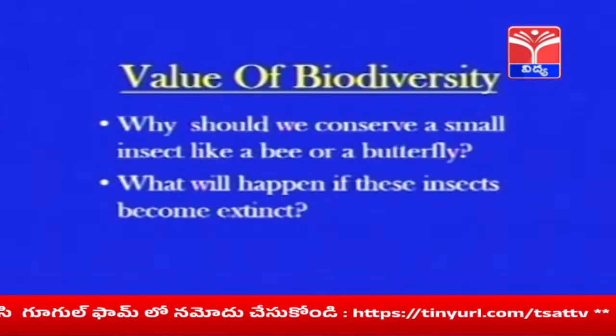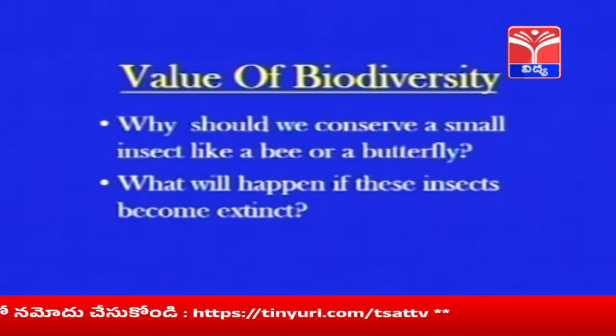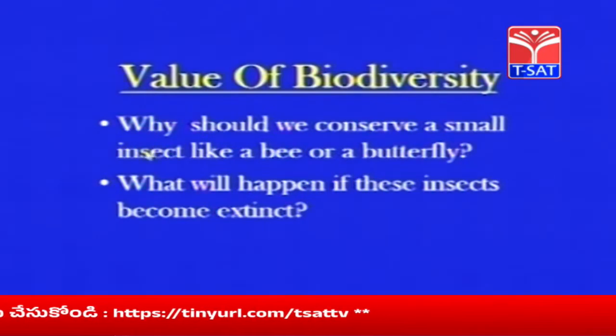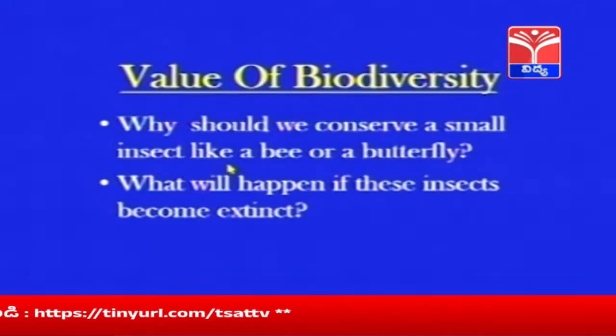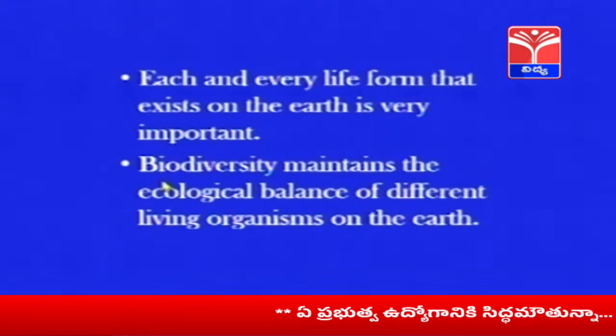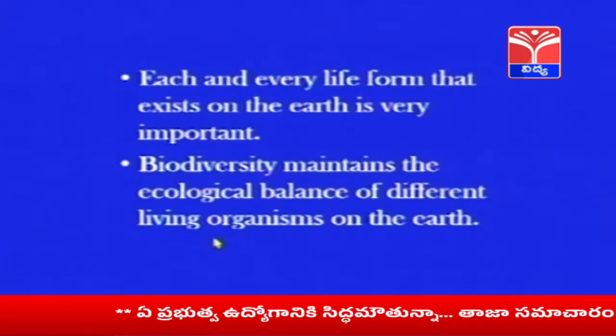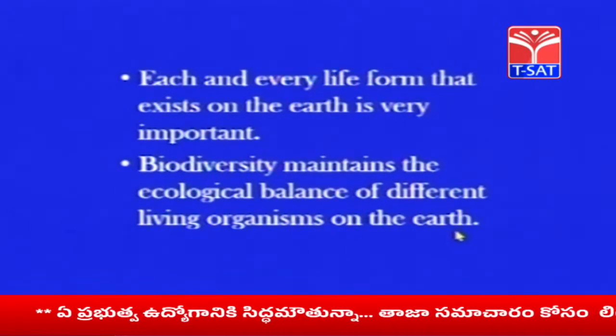We will try to find out the value of biodiversity. That means the variations. Why should we conserve small insects like a bee or a butterfly? What will happen if these insects become extinct? What happens, children, if these animals are not found in our surroundings? Each and every life form that exists on the earth is very, very important. And biodiversity maintains the ecological balance of different living organisms on the earth.